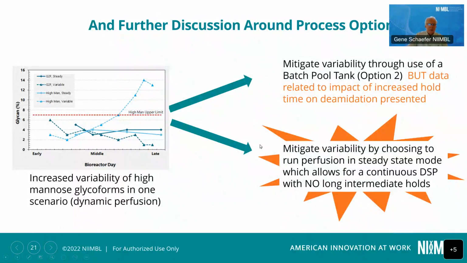So then we presented a second option to mitigate that variability by choosing to run the perfusion in a steady state mode, which allows for a continuous downstream process with no long intermediate holds. And again, the data driving these decisions was manufactured for this case study. But it does represent the type of decisions that often need to be made and the types of data that need to be considered when making those decisions.